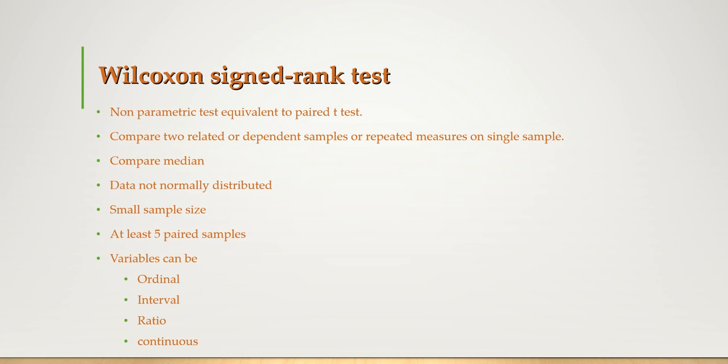The Wilcoxon signed rank test is a non-parametric test that is equivalent to the t-test. It compares two related or dependent samples, or repeated measurements on a single sample. So you have one sample and there are repeated measures on it. So it compares the median.